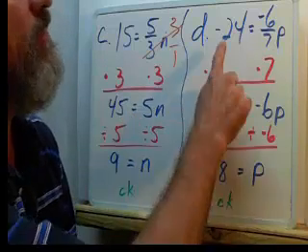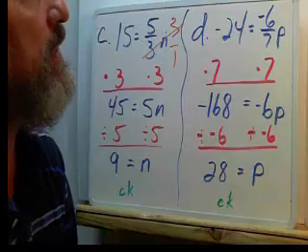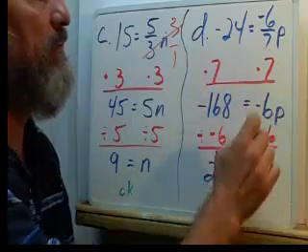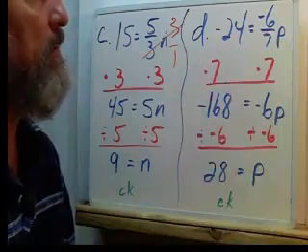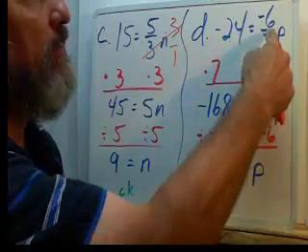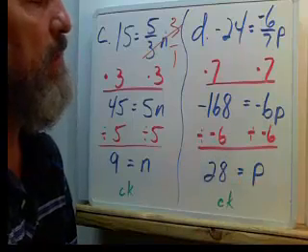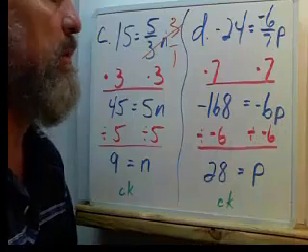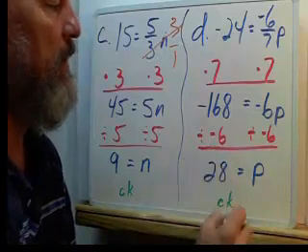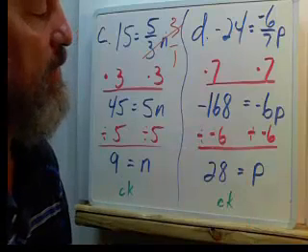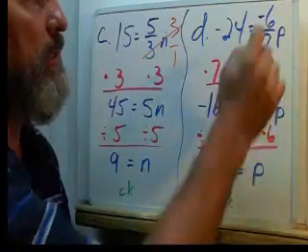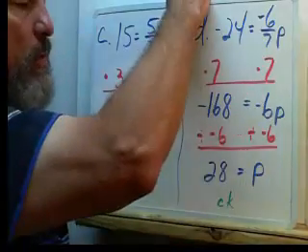Letter D, -24 equals -6/7 p. Again, multiply both sides by 7. That eliminates the denominator. -24 times 7 is -168. And over here we have -6p. Obvious next step is to undo the multiplication of -6 by dividing both sides by -6. Divide -168 divided by -6, you get 28. So we have an answer of p equals 28. Plug it into the original equation and verify that it works.